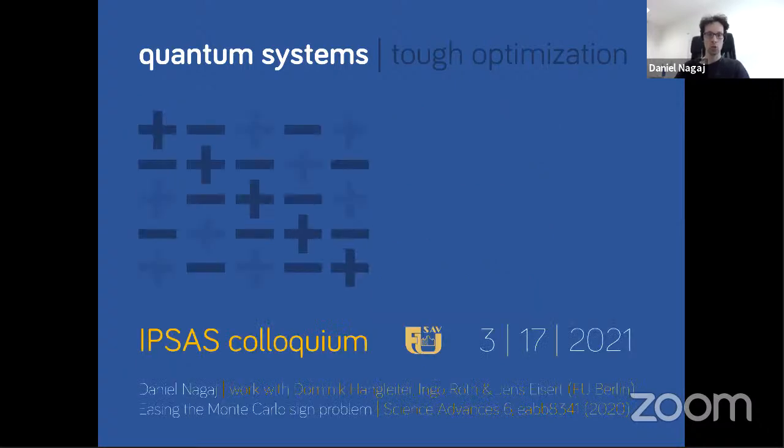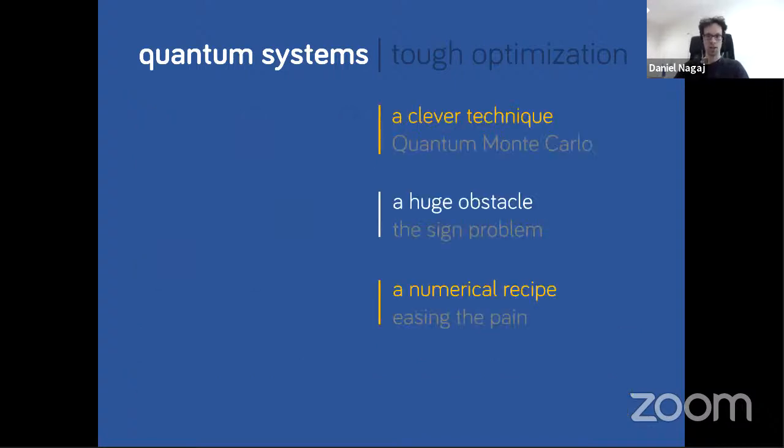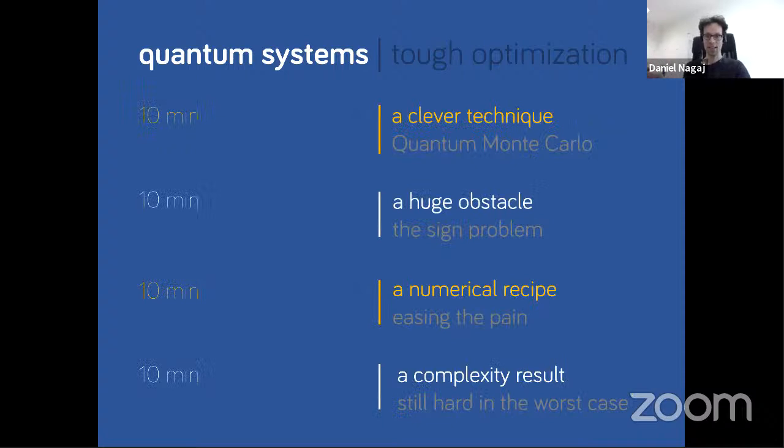This is joint work with Dominik Hangleiter, Ingo Roth, and Jens Eisert from the Freie Universität Berlin, and has been published in Science Advances last year. So here are the four things: a clever technique, a big obstacle to why it's not running well, our recipe for making it better, and then in the end, the result that it's still hard.